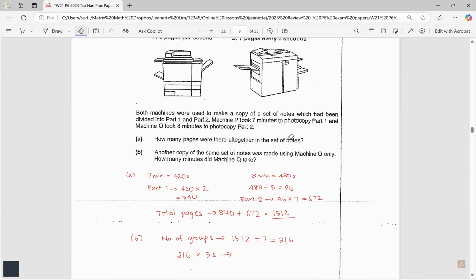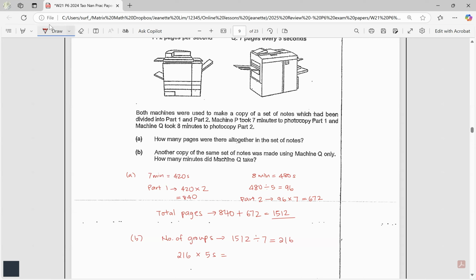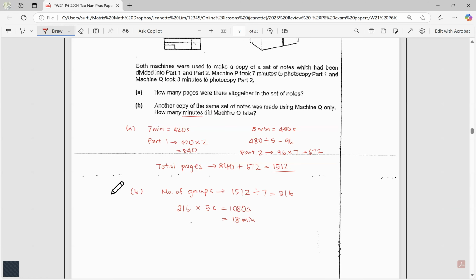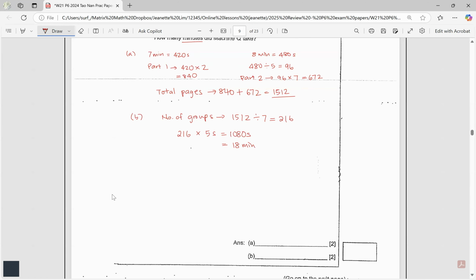That will give us 1080 seconds. Since they're asking for minutes, you divide by 60 to get minutes, and you get 18 minutes. Okay, so remember to convert to minutes. So that's the time taken.